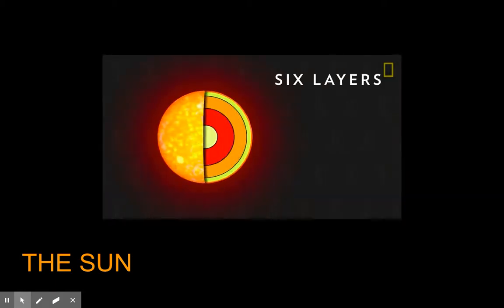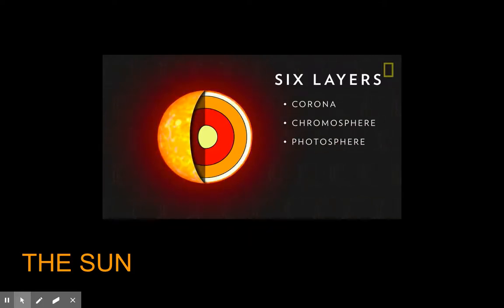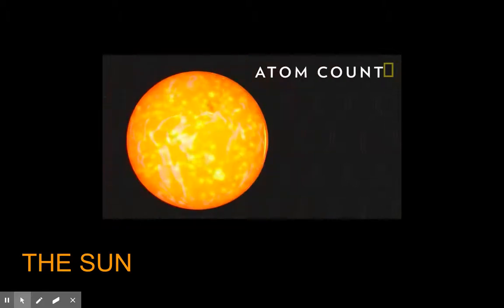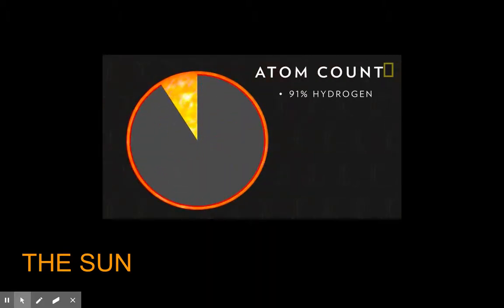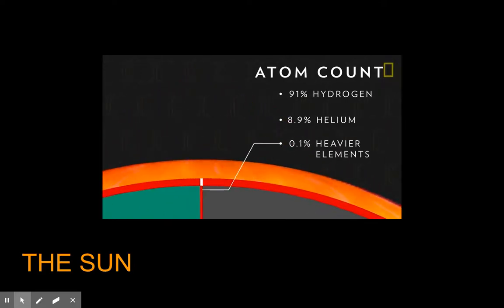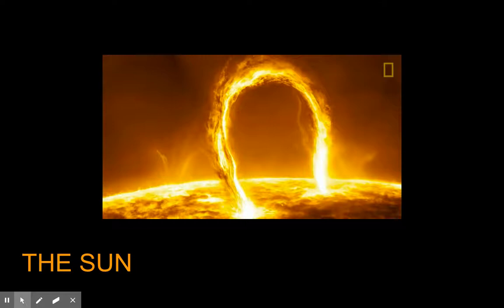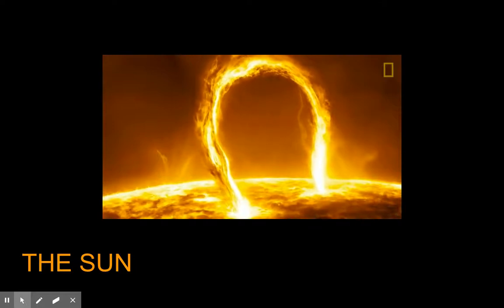The sun can be divided into 6 layers or regions: the corona, the chromosphere, the photosphere, the convective and radiative zones, and the core. In terms of atom count, the sun is about 91% hydrogen, the sun's fuel, 8.9% helium, and 0.1% heavier elements, such as carbon and nitrogen. Due to the sun's extreme temperatures, these elements stay in a gas-like phase called plasma.